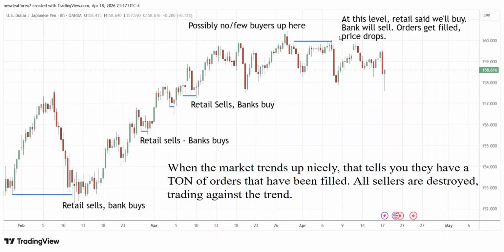So the bank has a ton of demand up here for sell orders. So if you sell, we'll buy, boom. Price drops. Okay. Retail buys, bank's going to sell it to them. Bank is going to sell, price tanks. Bank is going to sell, price tanks. That's just the way the market works.